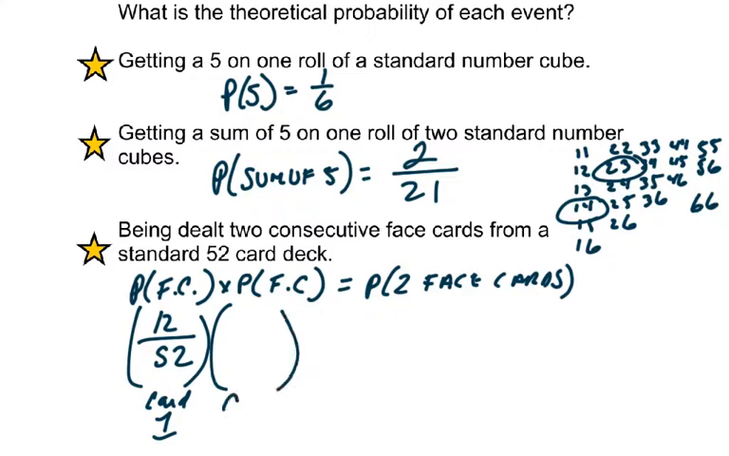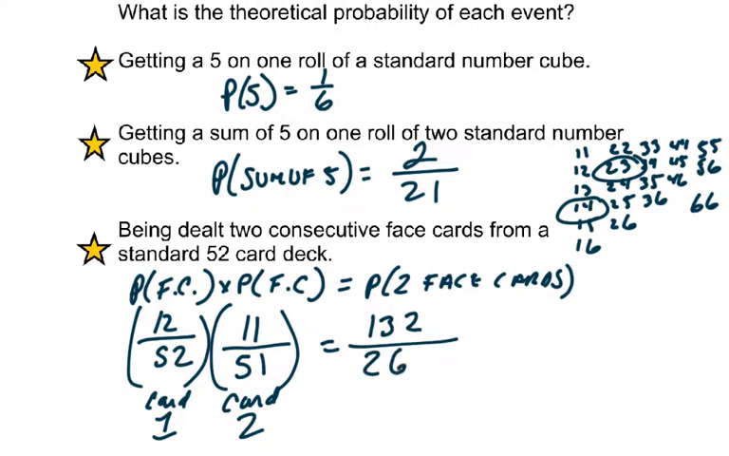On the second card, well, there's no longer 52 cards left. There are 51. And if you got a face card on the first draw, then there are only 11 of those left. And so we have to multiply the probability of getting a face card on the first draw, not replacing it, by the probability of getting a face card on the second draw, which gives us 132 over 2,652. If both things have to happen, then you multiply.